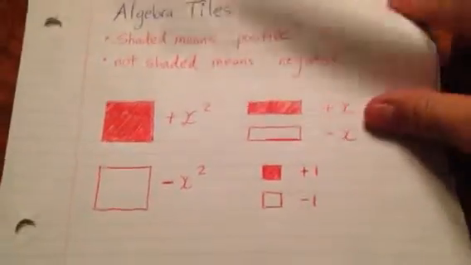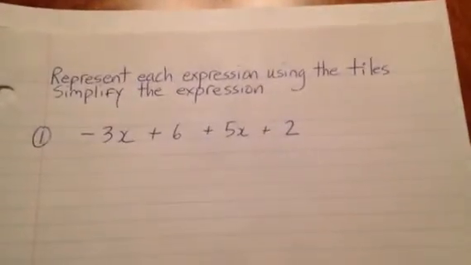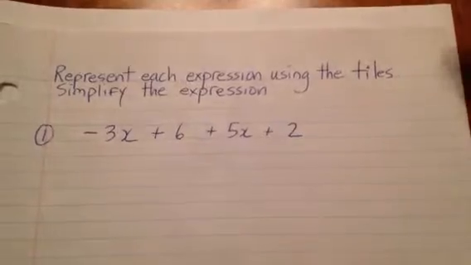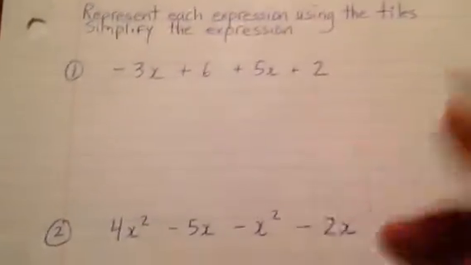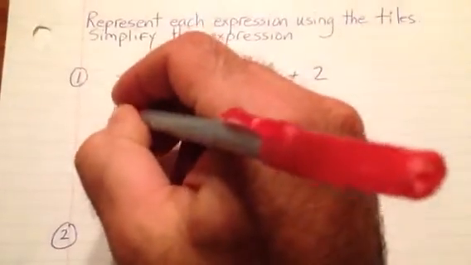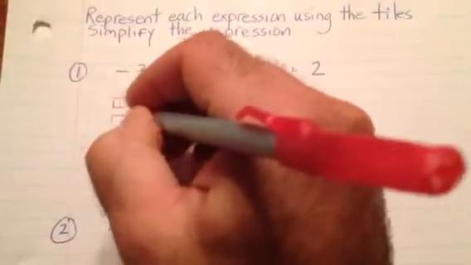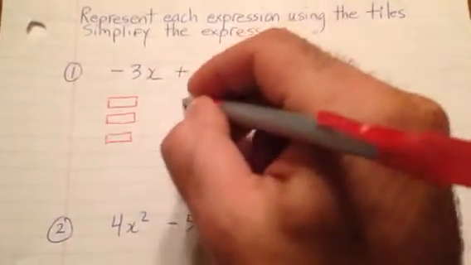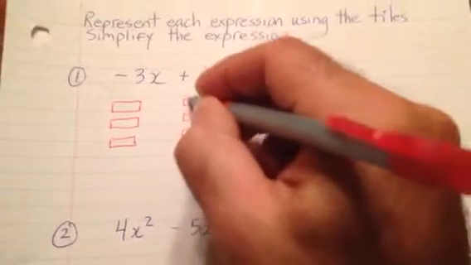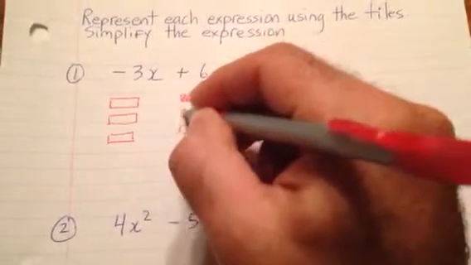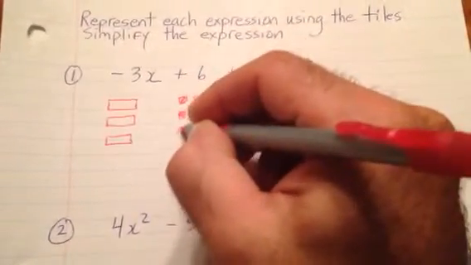All right, so remembering that, and especially what those tiles look like, we move on to, for example, a question that you'll have to do is represent each expression using the tiles and then simplify the expression. So negative 3x is the first thing we have to draw. So there's negative 3x's, looks like that. Now we draw positive 6, so there's 1, 2, 3, 4, 5, 6. And of course they're shaded in because they're positive 6.